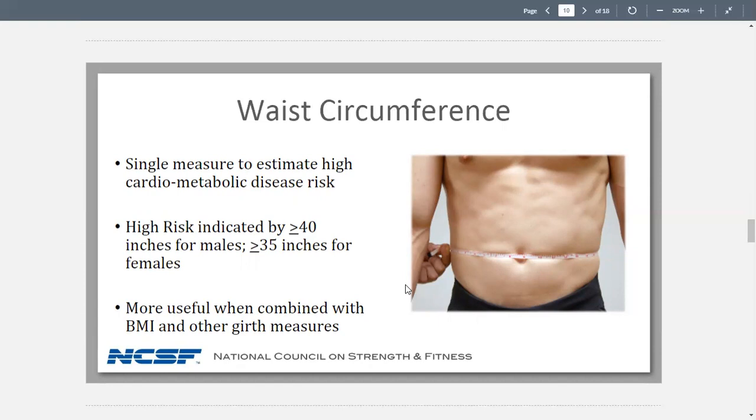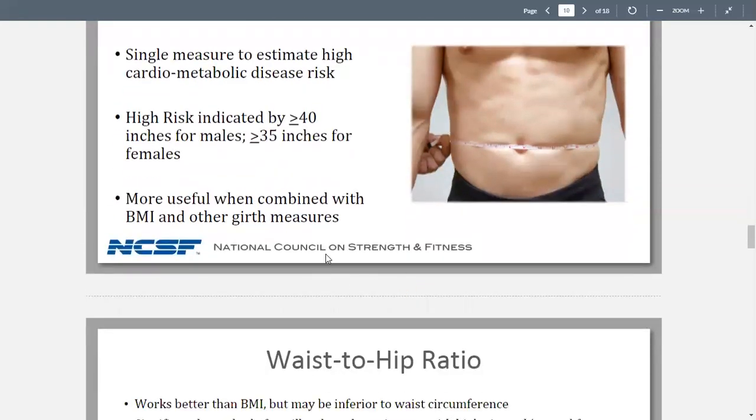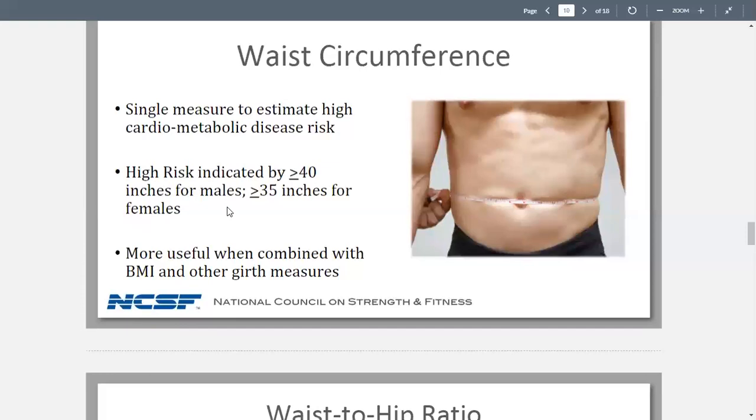High risk is indicated by over 40 inches for males or over 35 inches for females. It's more useful when combined with BMI and other girth measures. So if you do BMI and it says that you're overweight, then you definitely have to start thinking about losing weight.